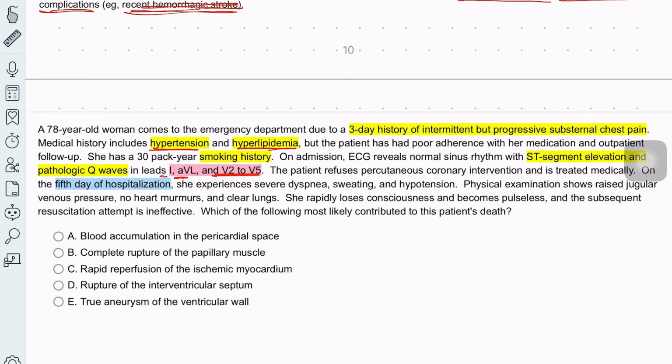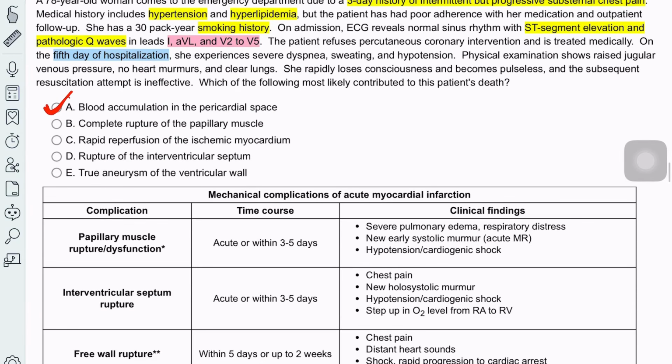On the 5th day of hospitalization, she experiences severe dyspnea, sweating and hypotension. Physical examination shows raised jugular venous pressure, no heart murmur, and clear lungs. She rapidly loses consciousness and becomes pulseless, and the subsequent resuscitation attempt is ineffective. Which of the following most likely contributed to the patient's death? Options are blood accumulation in the pericardial space, complete rupture of the papillary muscle, rapid perfusion of the ischemic myocardium, rupture of interventricular septum, or true aneurysm of the ventricular wall. So the answer is blood accumulation in the pericardial space.